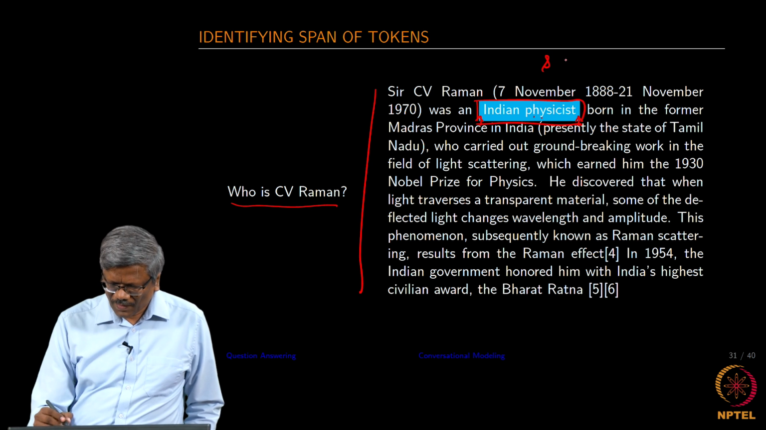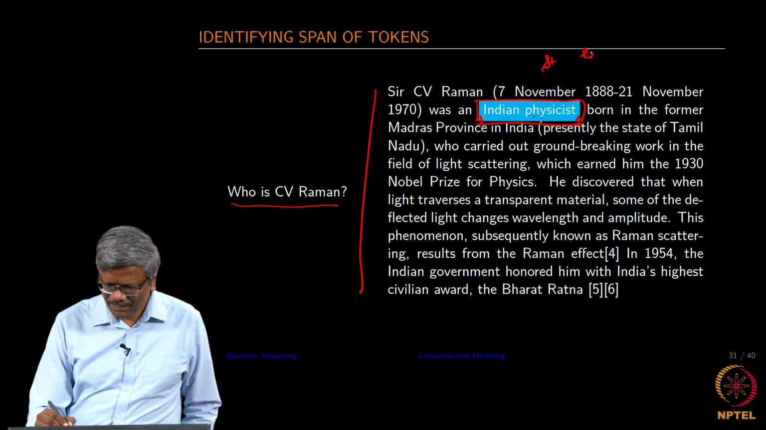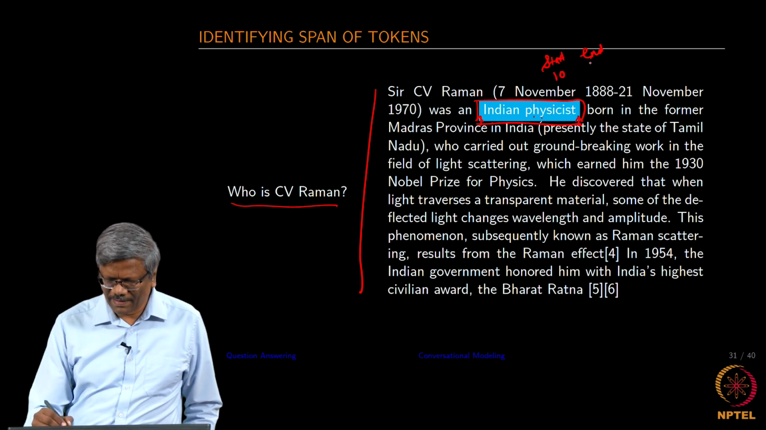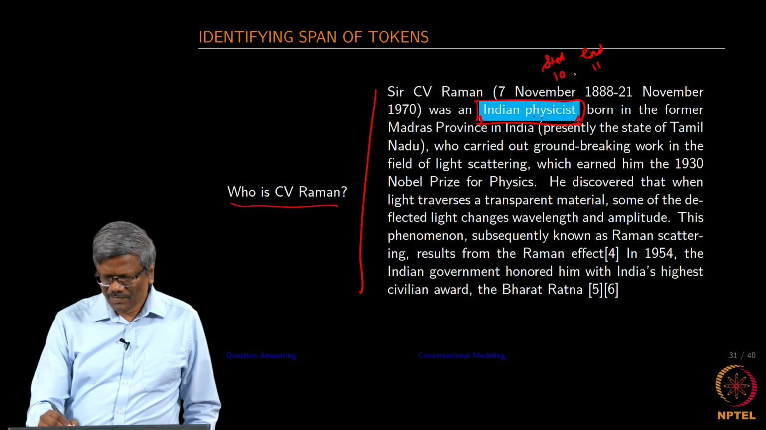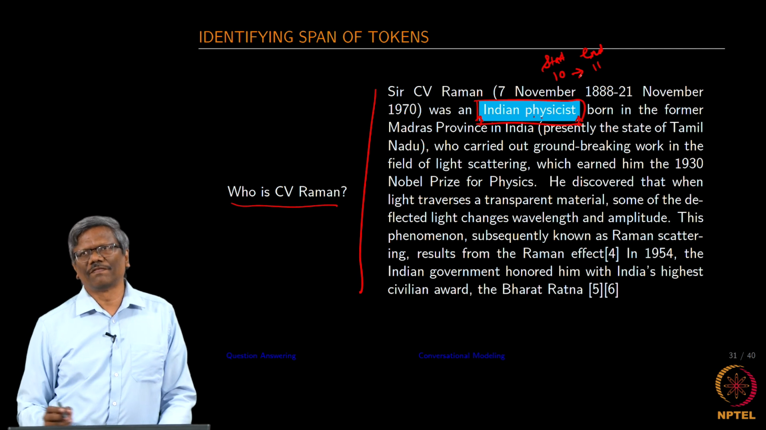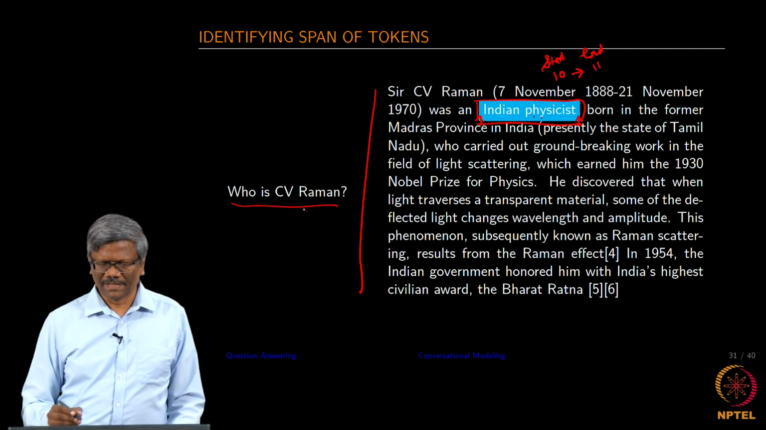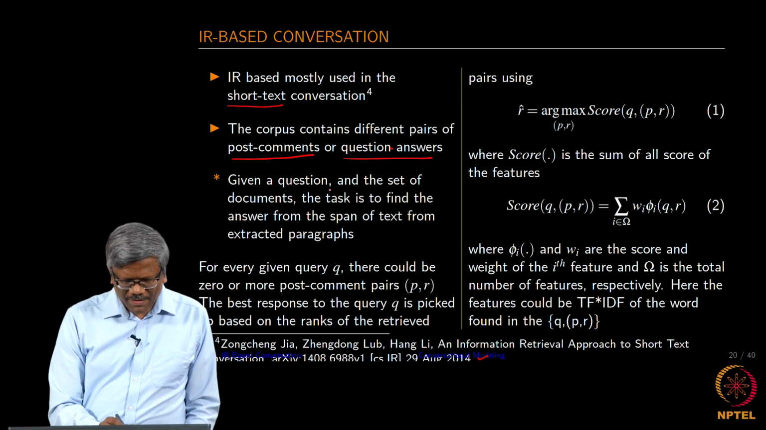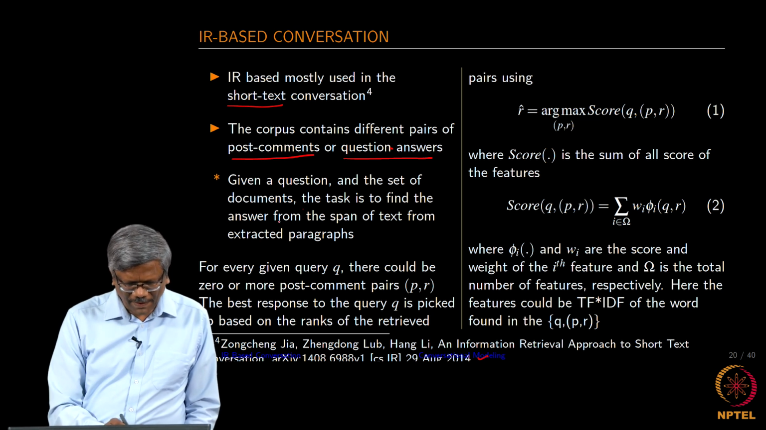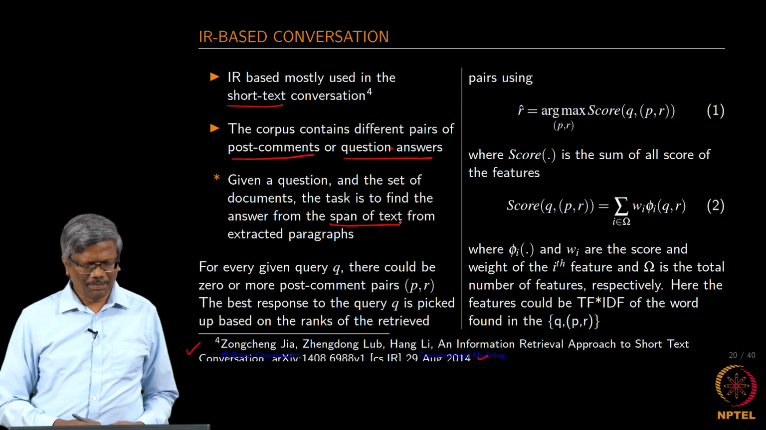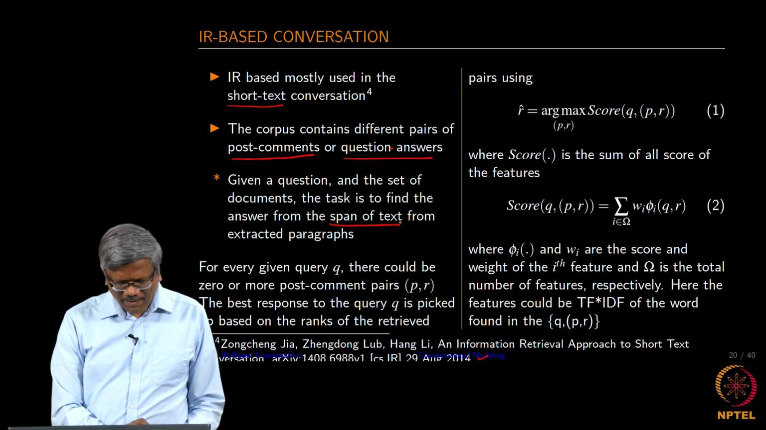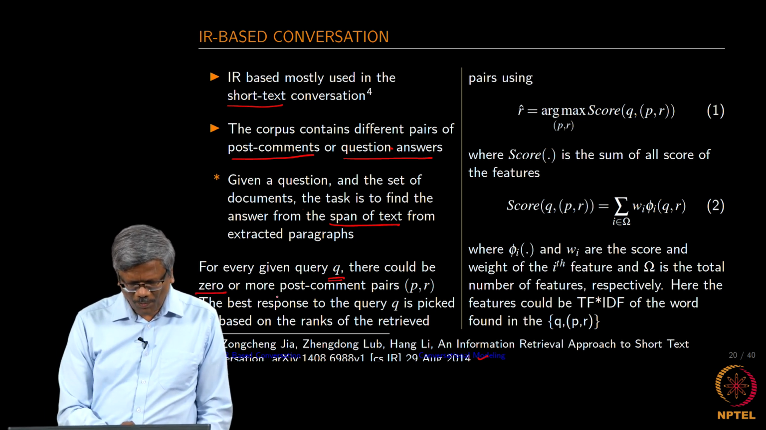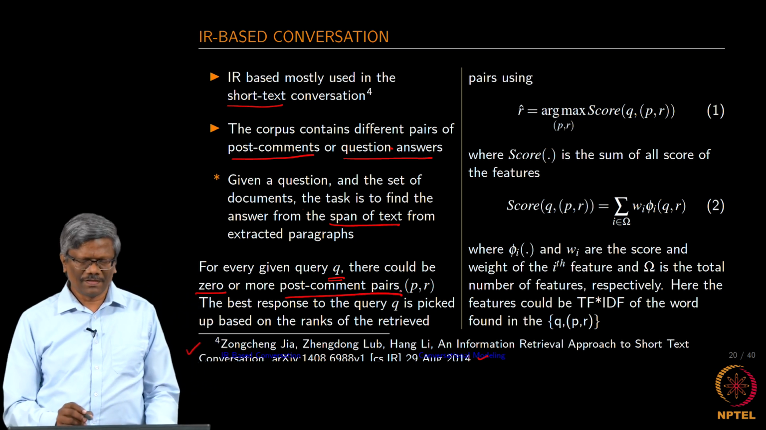and there is a start and there is an end. Let us assume that this is at the 10th word. So, the 10th word to 11th word is my span of text, which contains the answer for this question. I am just making this number up. So, now we know what that span of text means, right. So, given the question and the set of documents, the task is to find the span of text from the extracted paragraph. For every given query Q, there could be 0 or more post comment pairs. Okay, this is given, right.